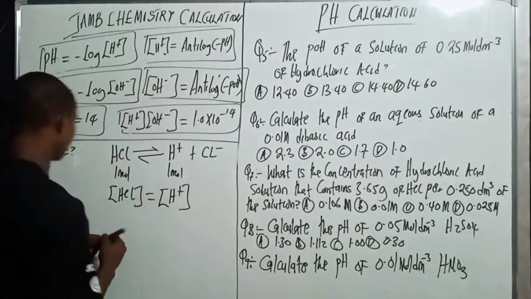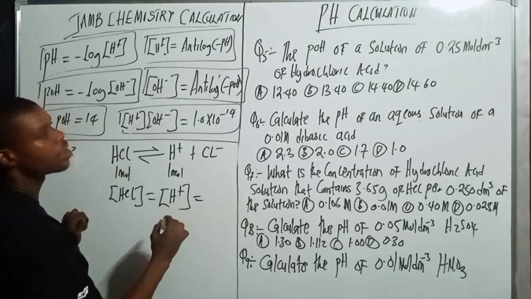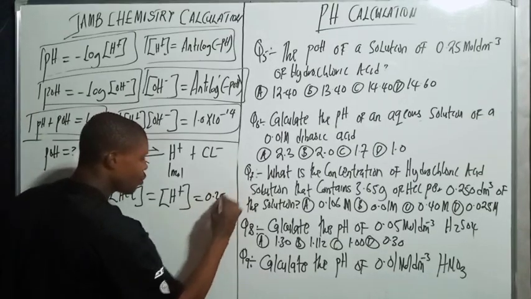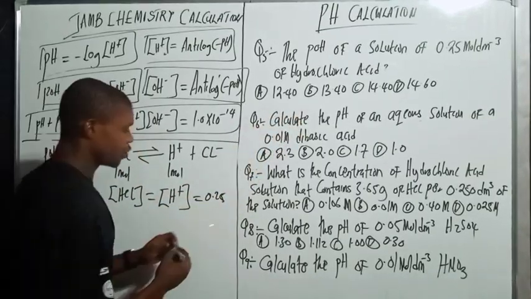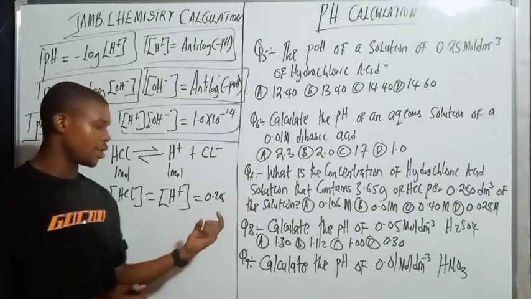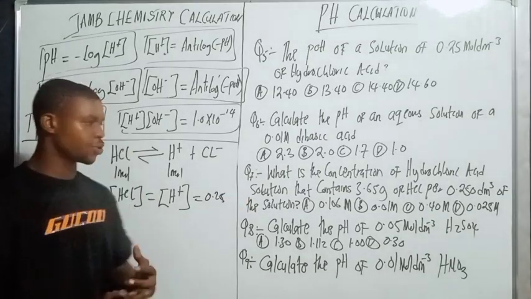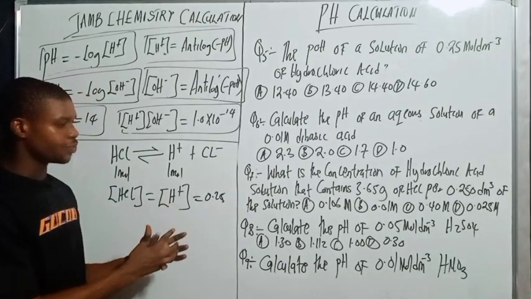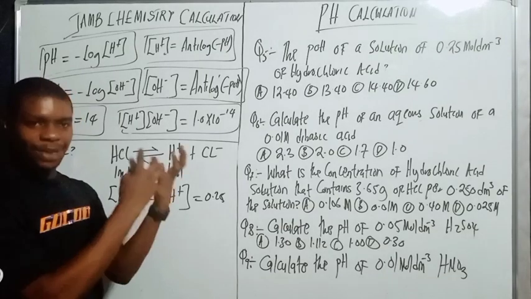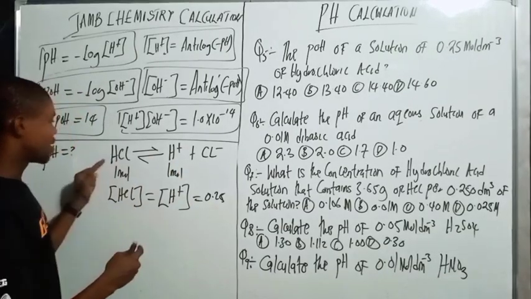That is, the concentration of H plus is 0.25 mole per dm cube. Do you understand? 0.25 mole per dm cube. So remember what the question is giving you. Therefore, you have to dissociate them here.